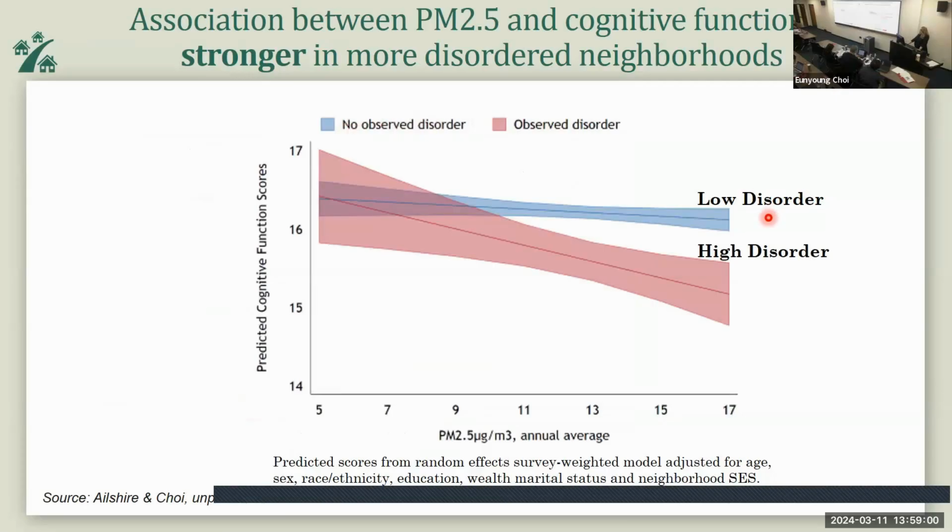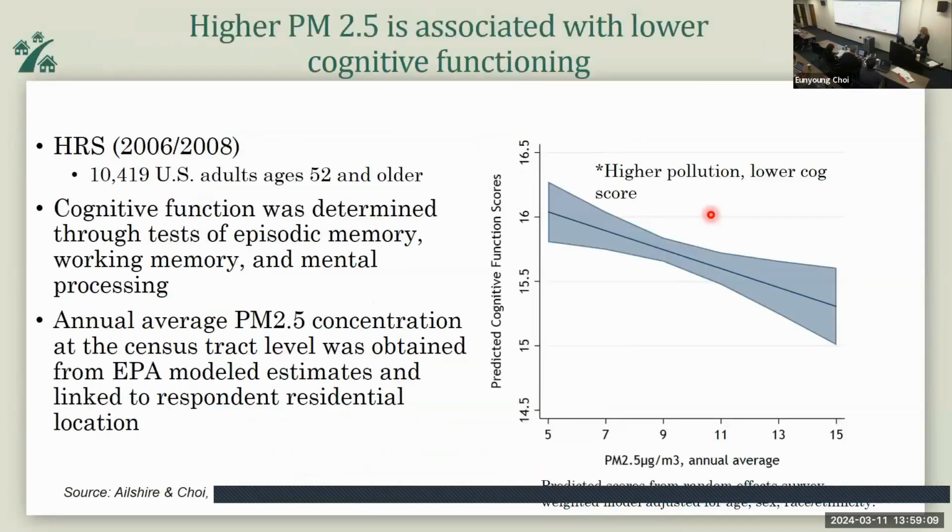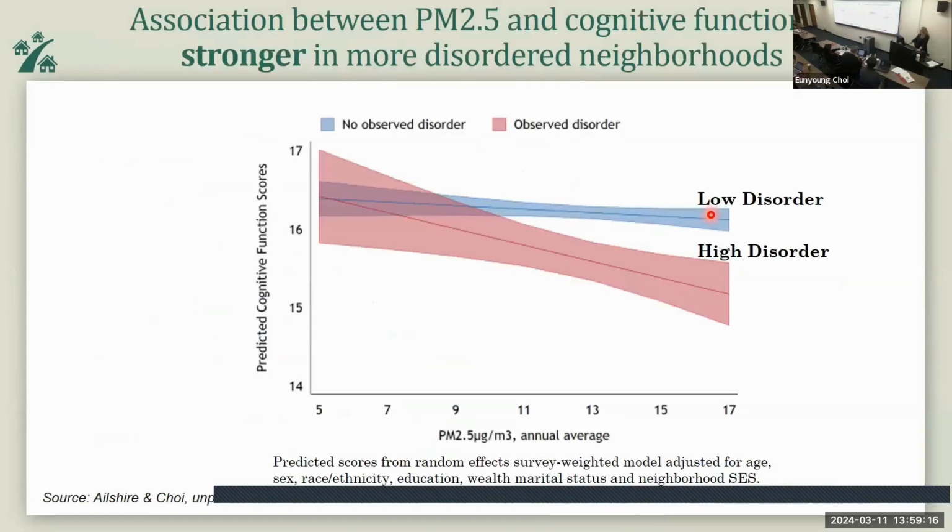who live in a low disorder or low stress neighborhood. And you can see that this relationship is essentially flat. And actually, that relationship that I showed you previously in the full sample, where there was an inverse relationship between particulate matter and cognitive functioning, really we're only observing that in the high disorder group, or people who live in a neighborhood that has some kind of neighborhood stressor.